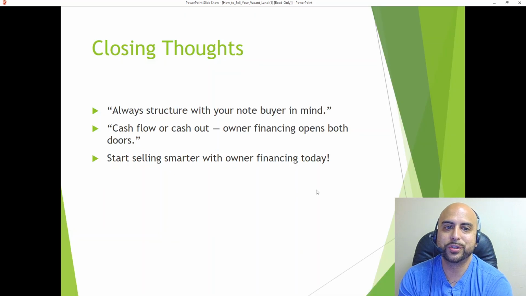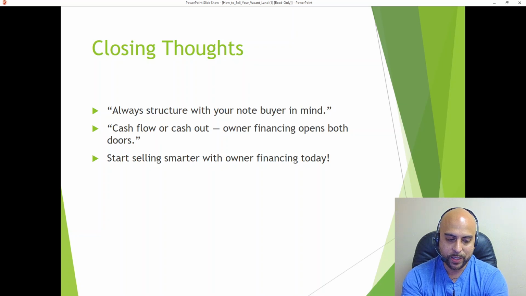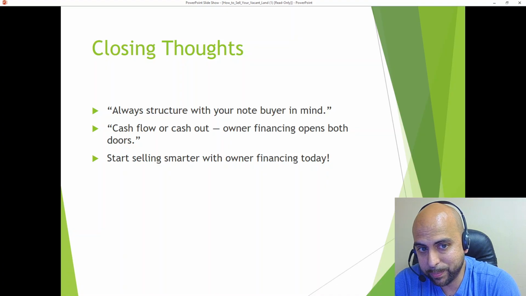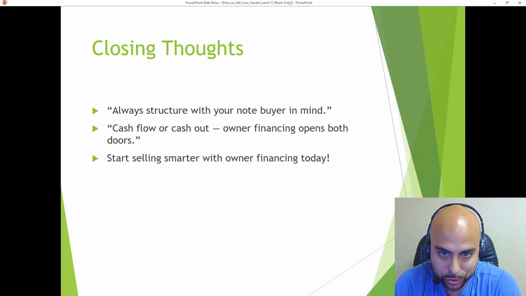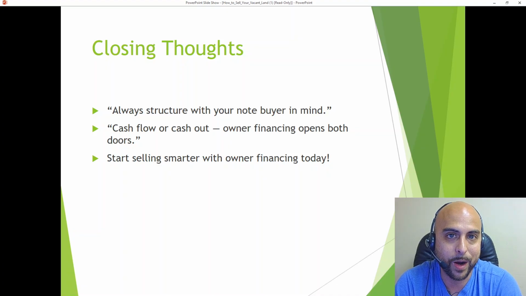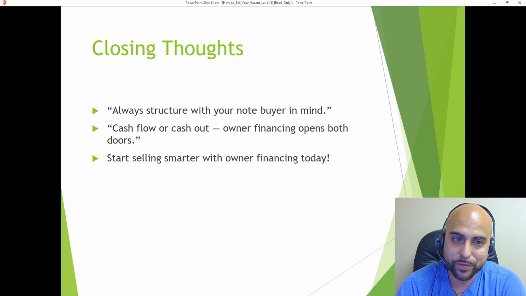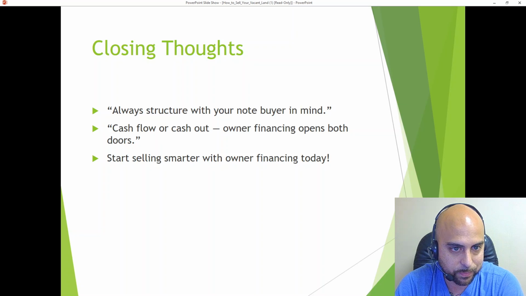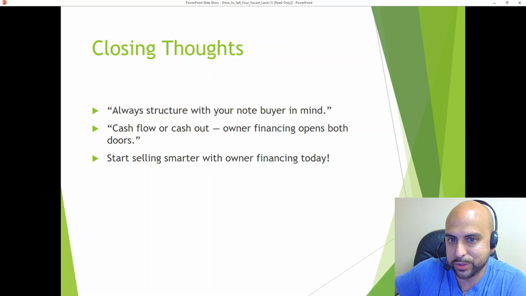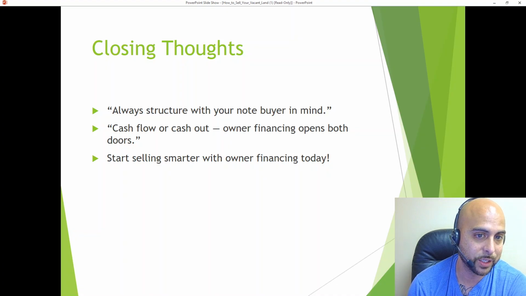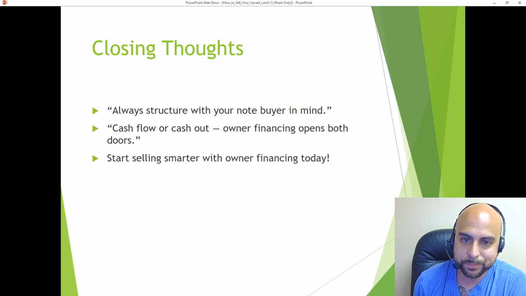Now, closing thoughts. Again, I want to emphasize, when you create a note, when you're selling your property on terms, always structure your note with the note buyer in mind. All right, that's important. I want to emphasize that a lot. Just make sure, okay? Because if you do it incorrectly, if you don't price the property correctly up front, because you intend to sell the note at a 20% yield, you may lose money or you may not make as much. So keep that in mind.